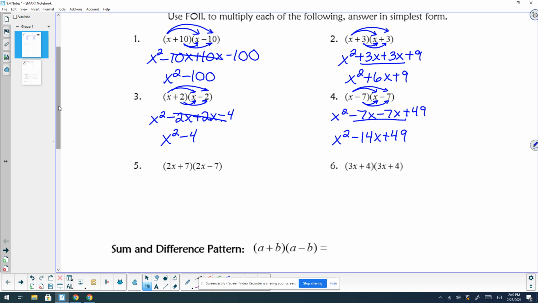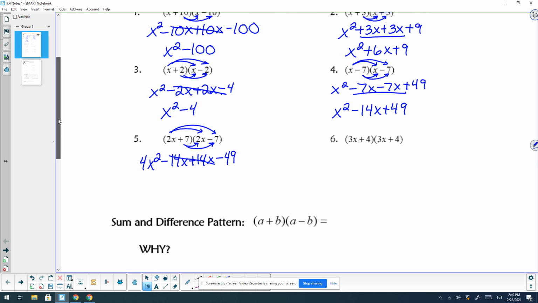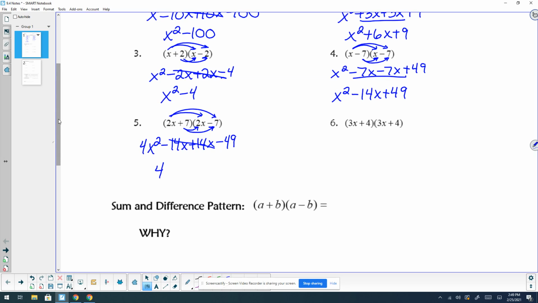On to my last one on the left here. 2x times 2x would be 4x squared. 2x times negative 7 is negative 14x. 7 times 2x is positive 14x. And 7 times negative 7 is negative 49. Again, our two middle terms will cancel, leaving me with 4x squared minus 49.